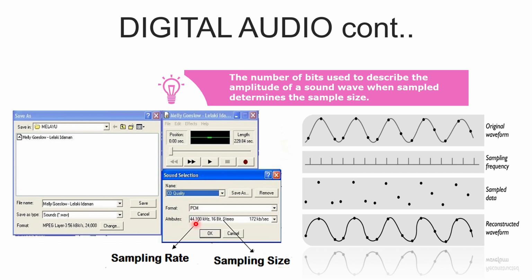That one is the 44.100 kHz. That one we call the sampling rate. For the 16 bit, that one is the sampling size. So, the number of bits used to describe the amplitude of a sound wave when sampled determines the sample size. Here is the example of the original waveform, and then the sampling frequency, sample data, and last one the reconstructed waveform.